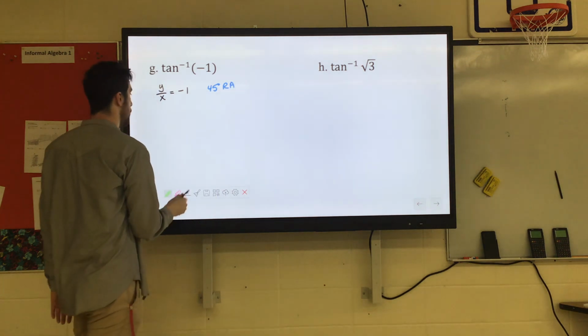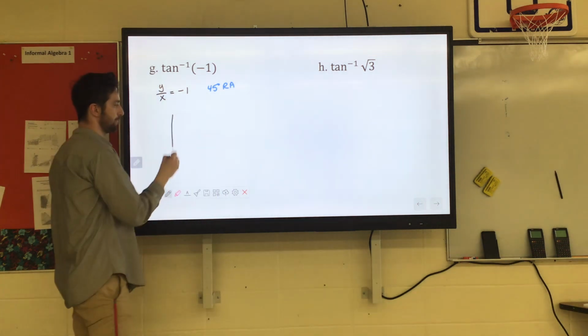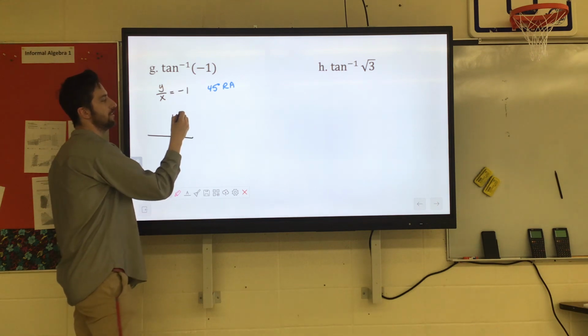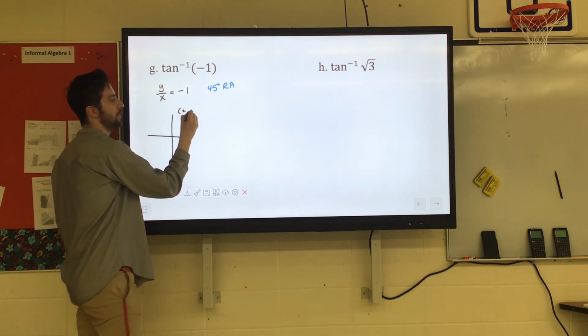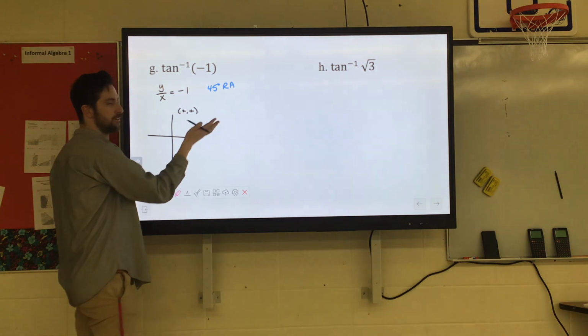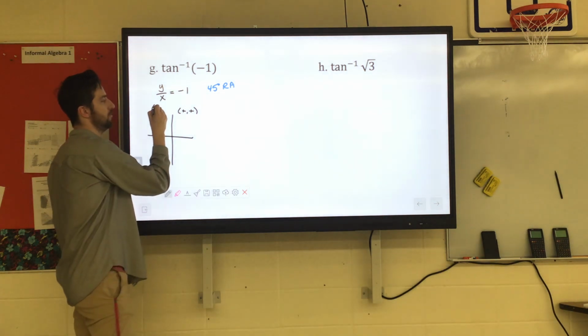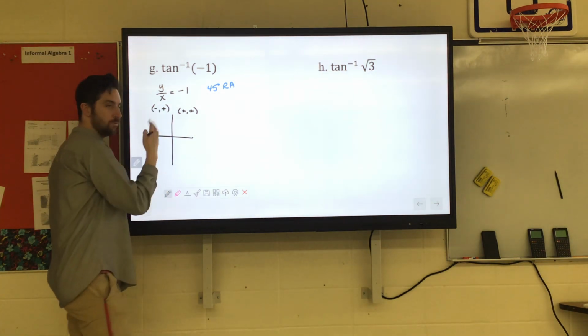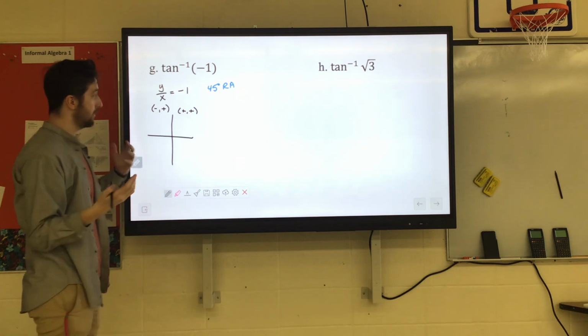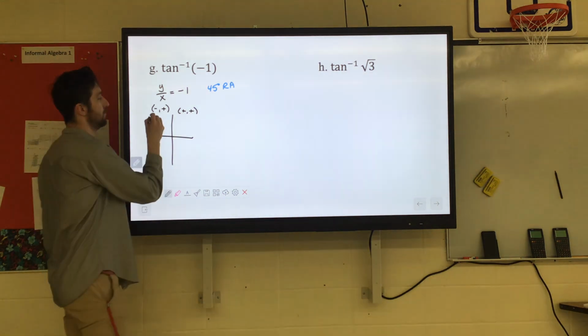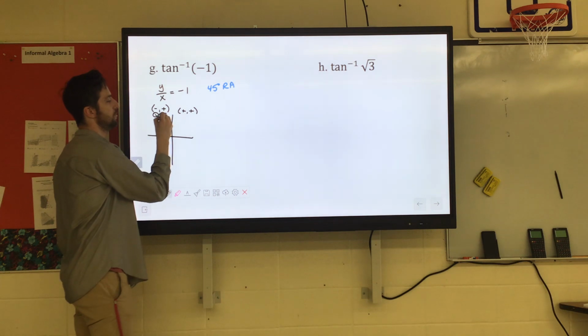But if we're thinking quadrants here, quadrant 1 is a positive divided by a positive, so that would come out positive. So quadrant 1 is out. Quadrant 2 is 1 of each. That's what we need, right? Because we need a positive divided by a negative. So we're definitely going to be in quadrant 2.